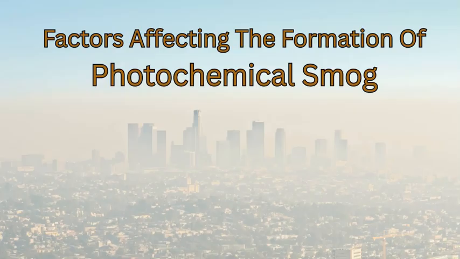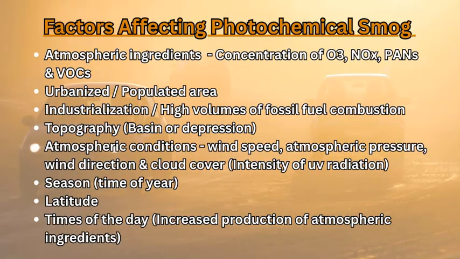What affects or controls the formation of photochemical smog? Firstly, as discussed before, you need the chemistry, the air molecules, the certain pollutants that are going to chemically combine both primary into secondary in the atmosphere to create photochemical smog, such as O3, NOx, PANs, and VOCs. Then you need the source, the production of these ingredients in high volumes, in high concentrations, which comes from human activities.